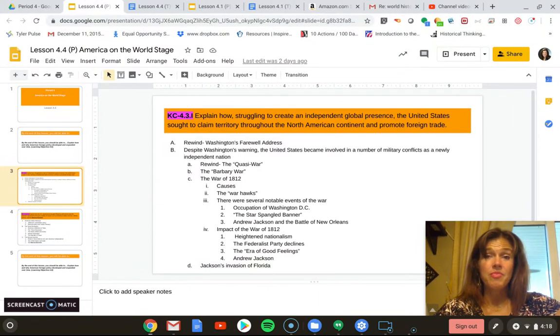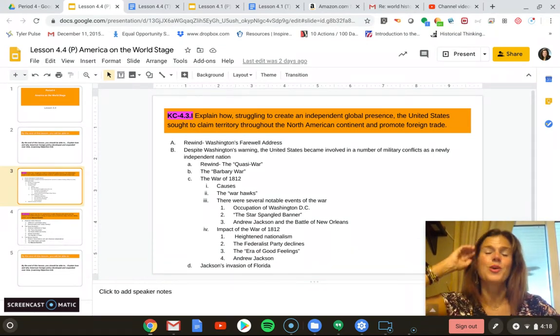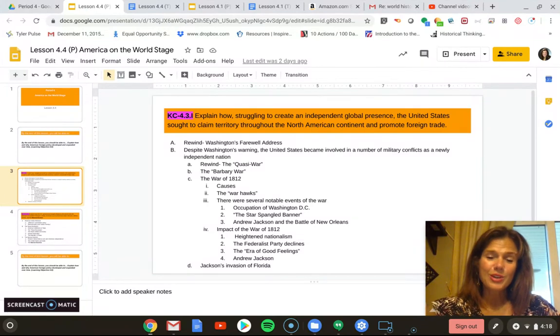Everybody knew his name. Unfortunately, the peace treaty, which returned everything to how it was before the war, had already been signed by the time the Battle of New Orleans occurred. That's how long it took for communication. So even though it was a great battle, it didn't have any other real influence on the war itself.